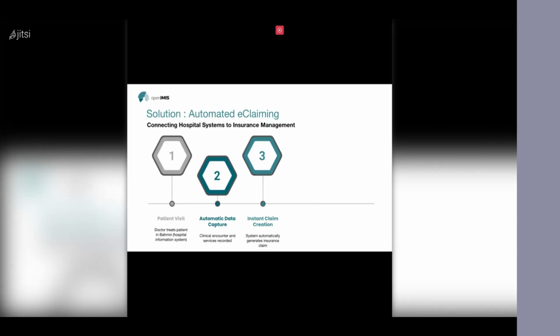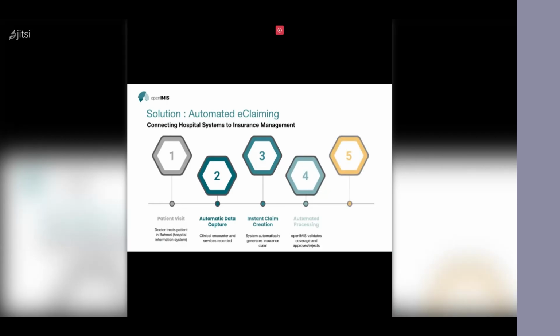And so the first step is the patient visit, obviously. The doctor or the health worker will treat the patient in Bahmni. We'll try to present what Bahmni is just after. And the data is captured automatically, and the service is recorded in Bahmni and sent to the next step, which is Odoo, and then it will be synchronized to openIMIS directly. That's a synchronous and automatic system that will be able to send data from Bahmni to openIMIS to generate the insurance claim.